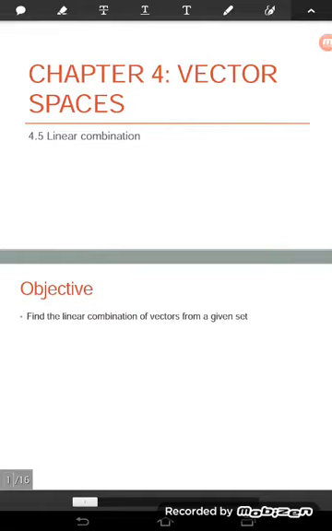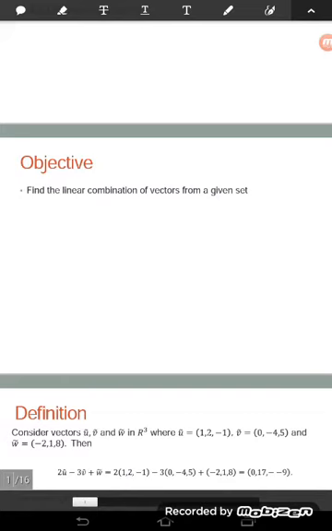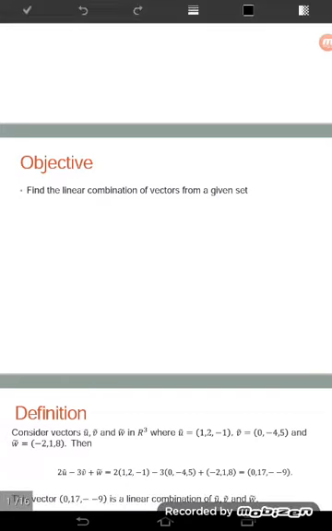So our lesson today is about linear combination. The objective in this topic is to find the linear combination of vectors from a given set. So sebagai contoh, nak mudah faham linear combination ni, contoh dia macam ni lah. Ni saya ambil contoh dalam bentuk nombor lah.